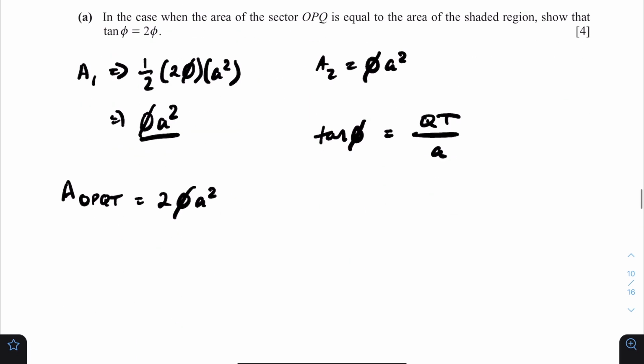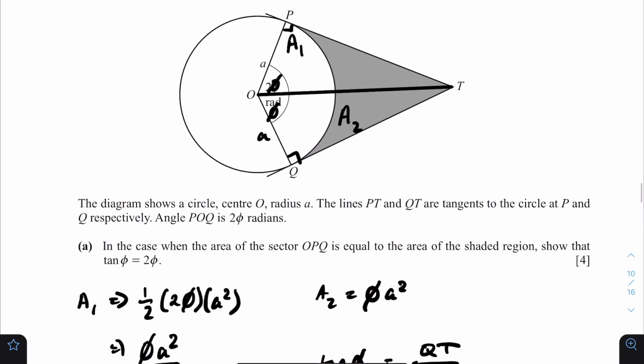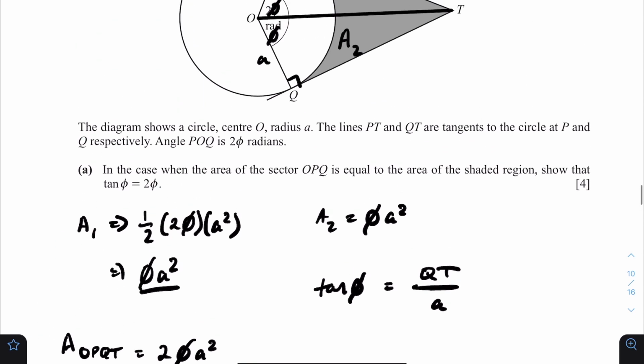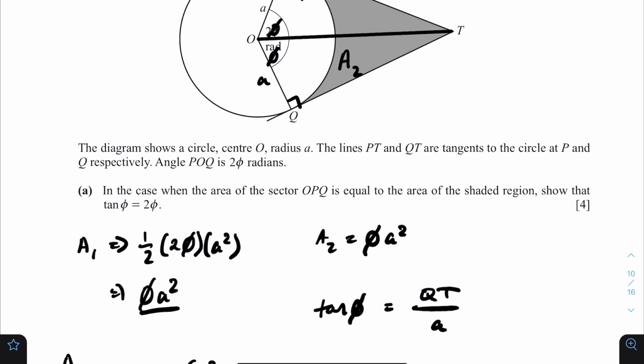Right, so we know that the area of OPQT is 2 phi A squared. Given that we just split OPQT in half, we know that half of the area of OPQT must be equal to phi A squared. And now, let's try and figure out what QT is equal to.